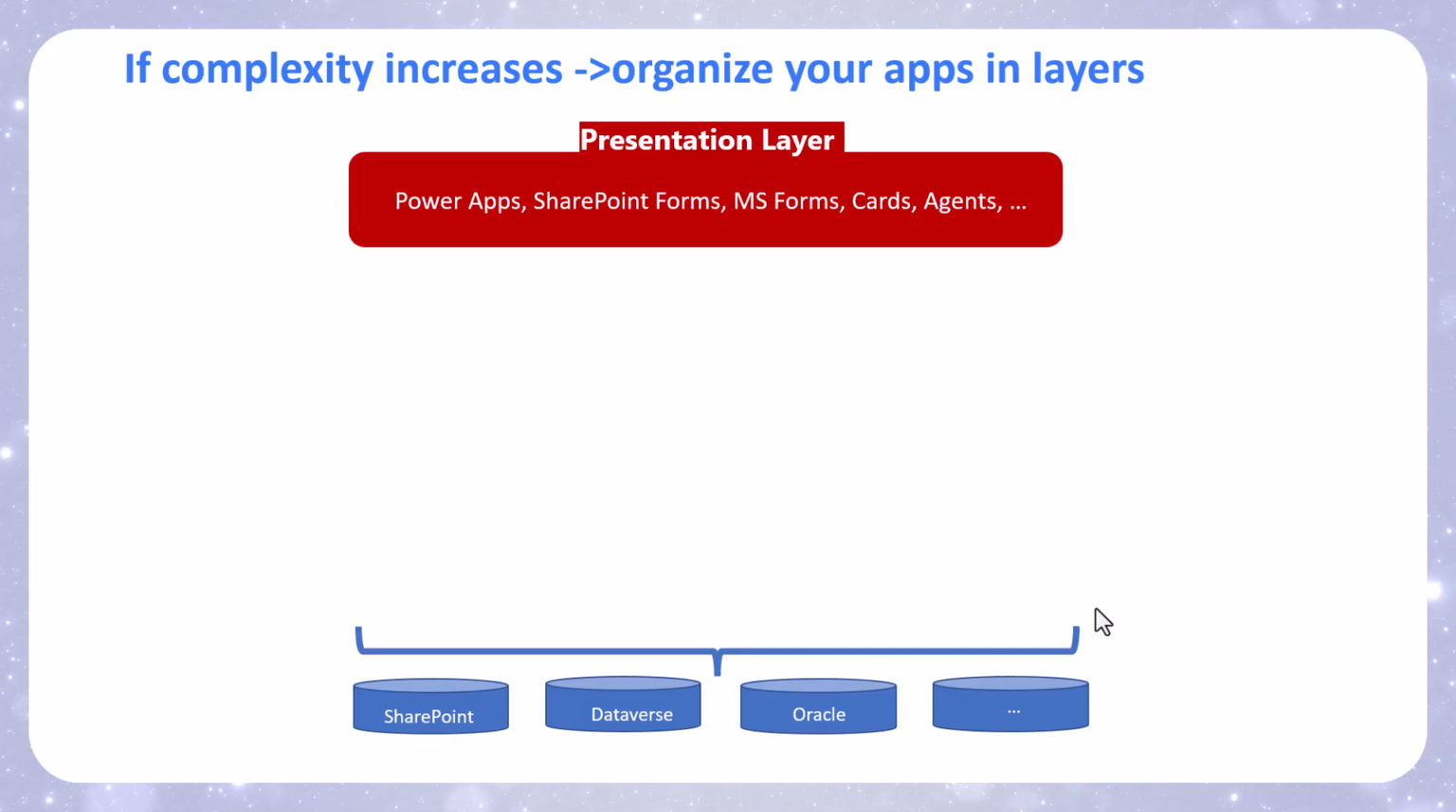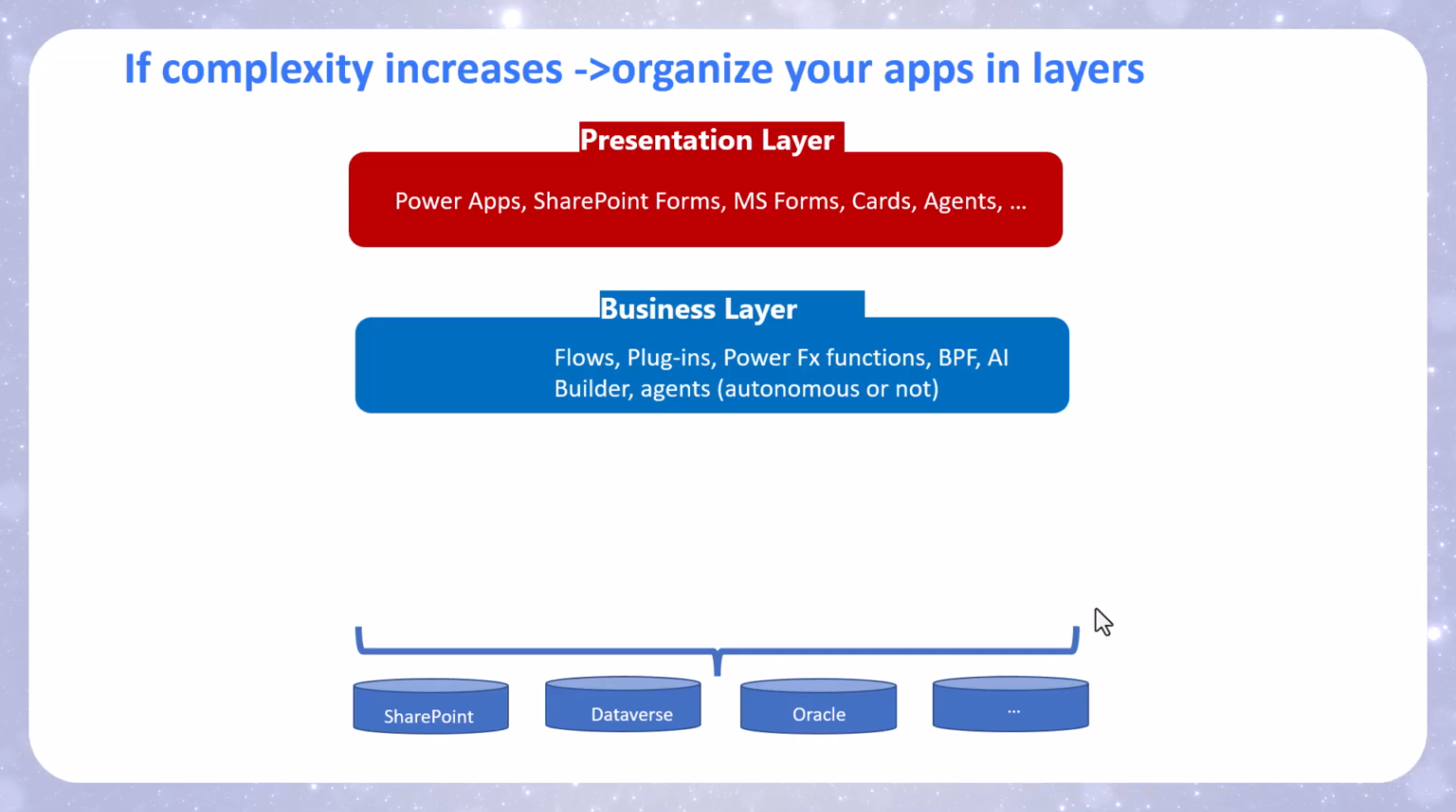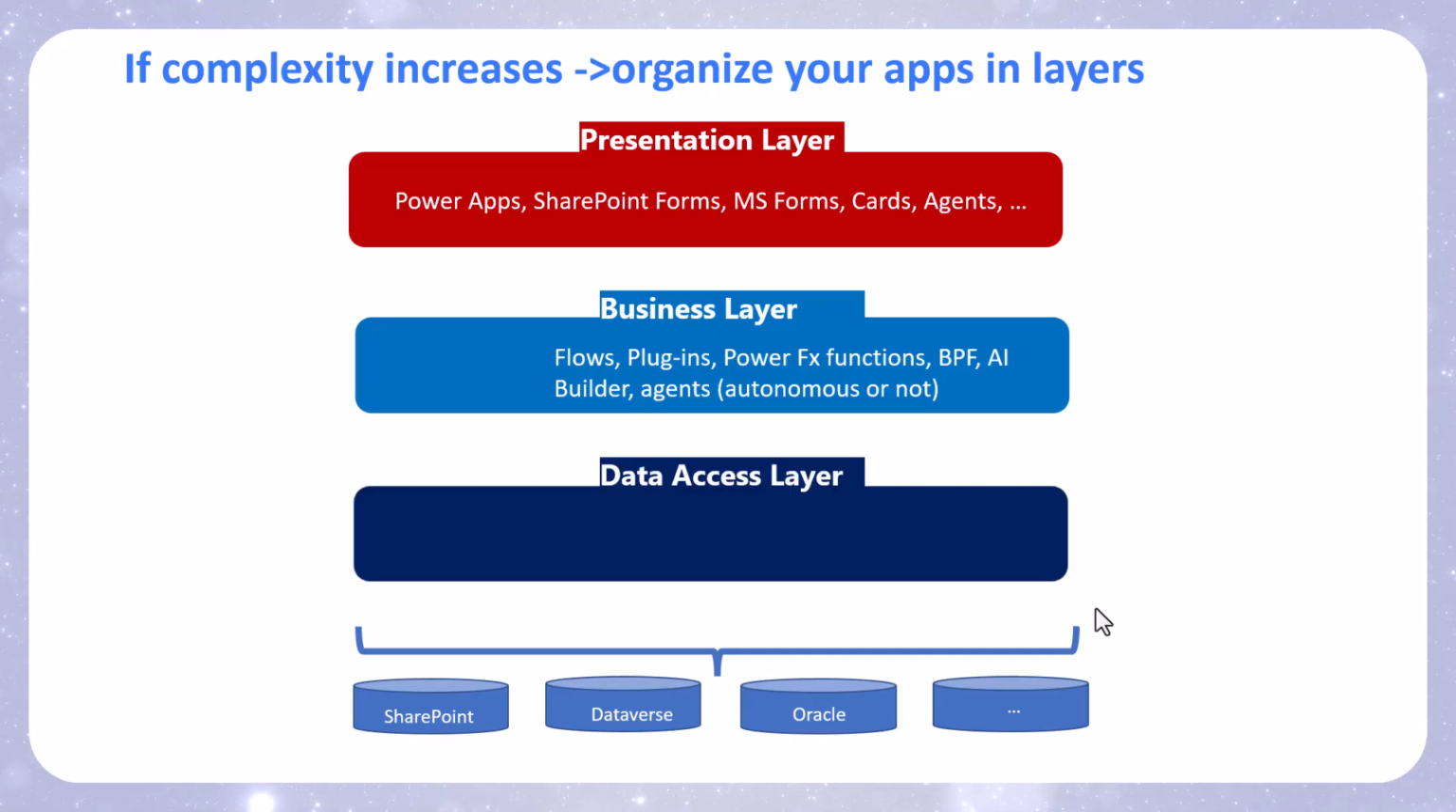On the other side, we have data sources, and we want to make changes or retrieve information from these data sources. And in between, we have an important layer that we call the business layer. The business layer is supposed to implement the business rules. And if you want to make changes in the data source, you will have to go through the business layer. You can implement the business layer with different tools like flows, plugins, Power FX functions, business process flow, AI Builder, agent. And traditionally, we have a data access layer, which provides an abstraction of the data source.